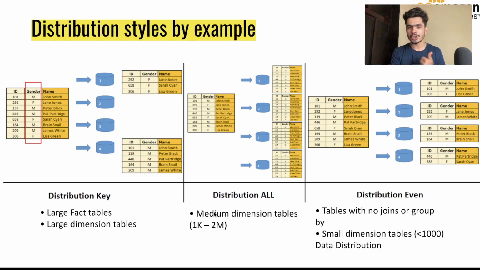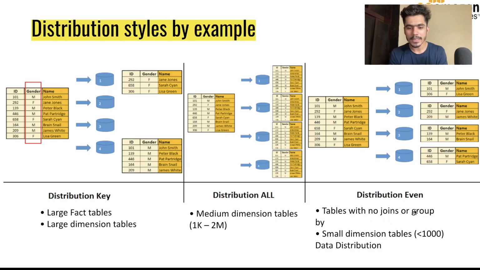Then we have distribution all. What it does is create an exact copy of your table and store it in multiple storage locations or storage nodes. The table size is basically 1000 rows to 2 million rows, so you can use that and create the copy. Over here we are creating an exact copy of our table and storing it in multiple storage locations.